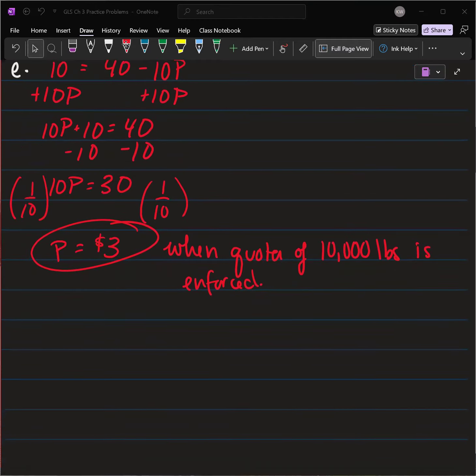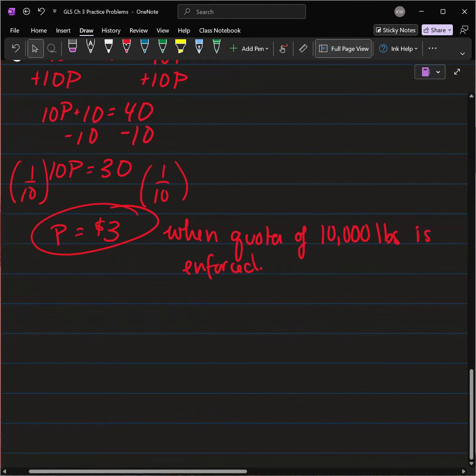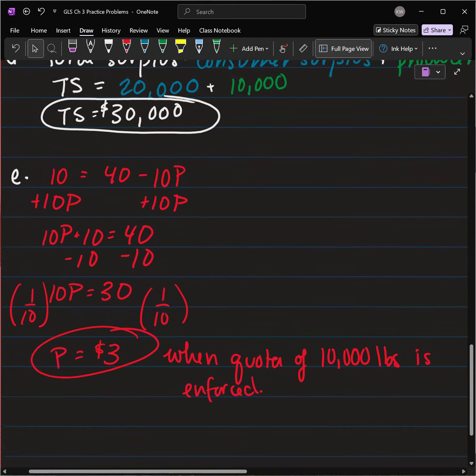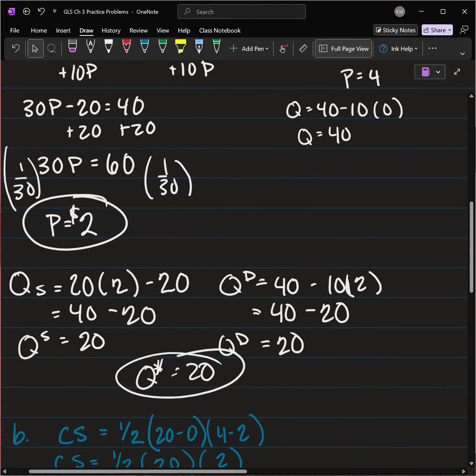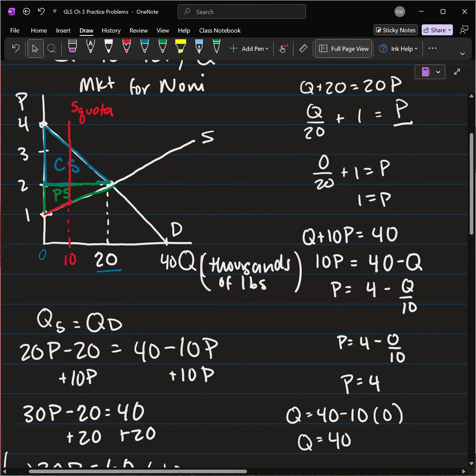Next, part F asks us to identify the distribution of surplus under the quota. So let's look at what our surplus looks like post the quota. After the quota, we're going to see that some of what was previously consumer surplus is transferred to producers, as well as some deadweight loss. Now we have producer surplus equal to this trapezoidal figure. Oh, let me draw back in that quota. There we go. So our producer surplus is now this trapezoid.